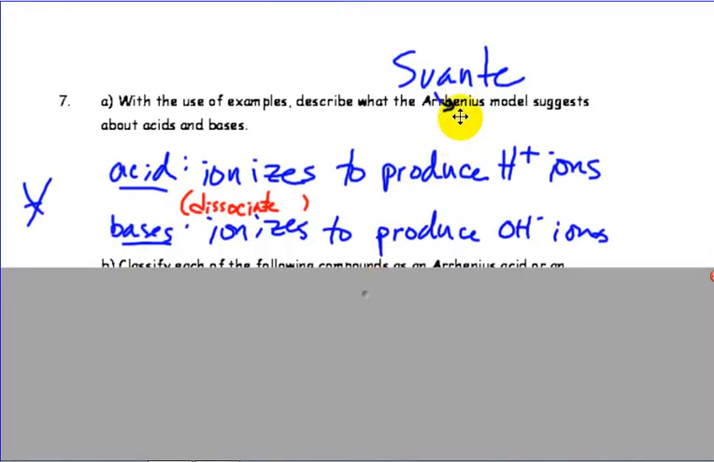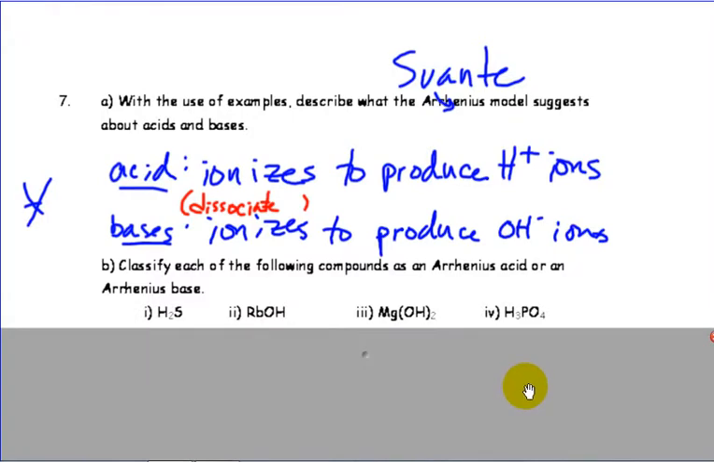The first one deals with the Arrhenius definition made by Svante Arrhenius. This one's very similar to how we described acids and bases previously. Acids ionize or dissociate to produce H plus ions, whereas bases ionize to produce OH minus ions. Very easy. Once again, an acid is a compound that begins with an H, so you can easily identify that, whereas a base is a compound that ends with an OH group.